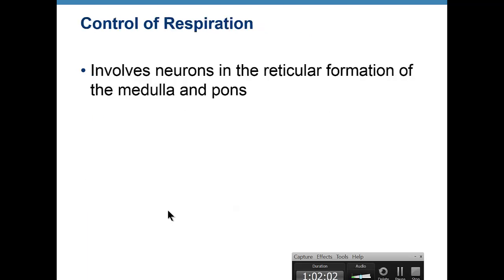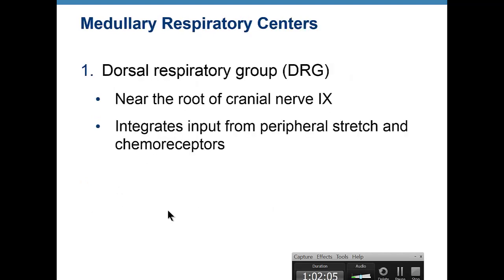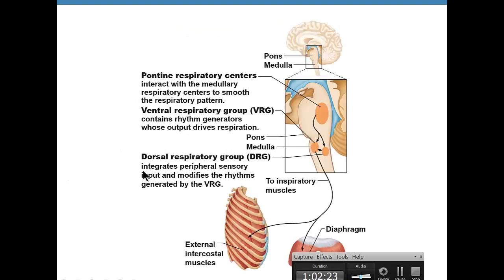So how do we control our respiration? Well, there are two parts. We have the dorsal respiratory group that has information about stretch receptors and chemoreceptors. The chemoreceptors are going to be picking up PO2 and PCO2 information and pH. So where do we find these? The dorsal respiratory group is found in the medulla, and the ventral respiratory group is found in the medulla, and then the pons influences that.